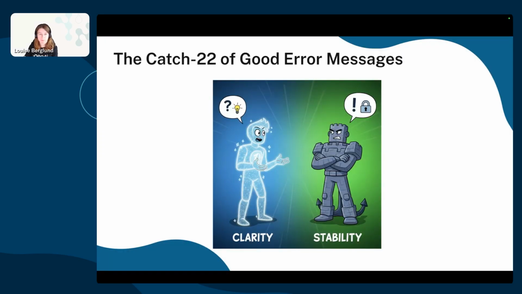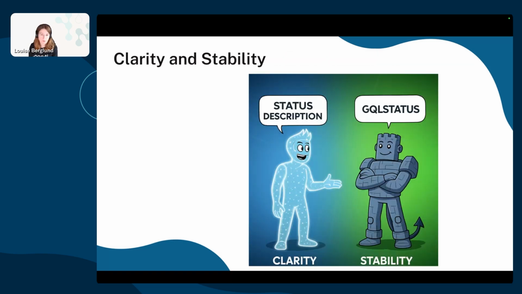So to go back to the beginning of the presentation, we talked about this catch-22 of good error messages, that it's hard to have an error message that both provides clarity and stability. But with this new system, we have both. We have the status descriptions for you people to read, and it's just for human consumption. So if you find a status description that you think is not perfect, you can report it to us and we can improve it. And then we have the GQL-STATUS, which should be the stable interface that you can rely on.